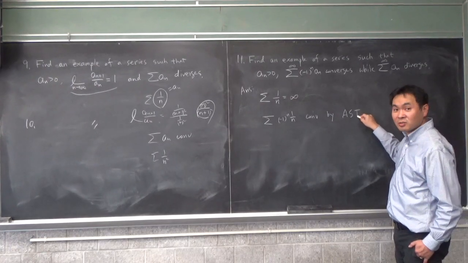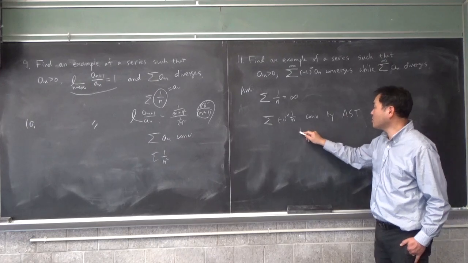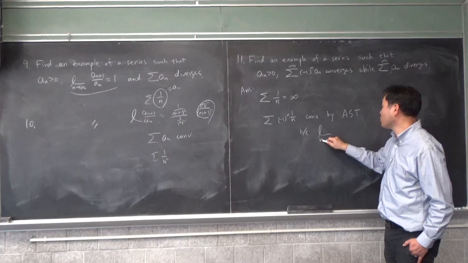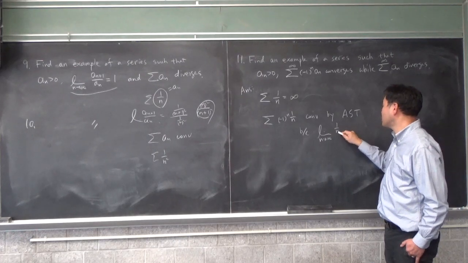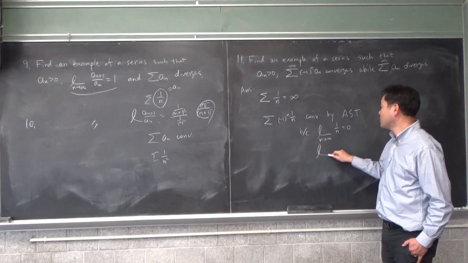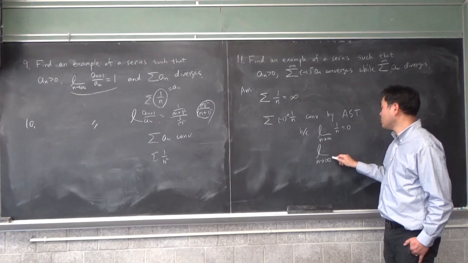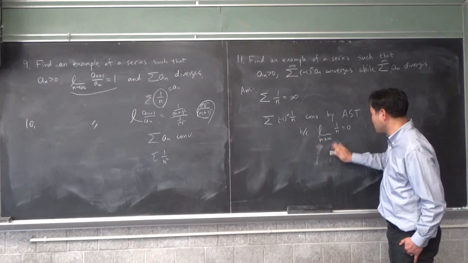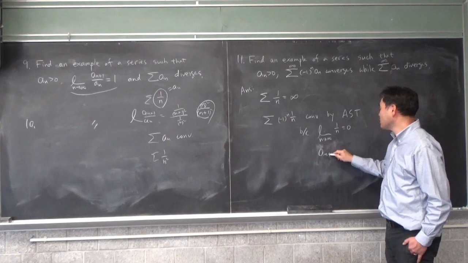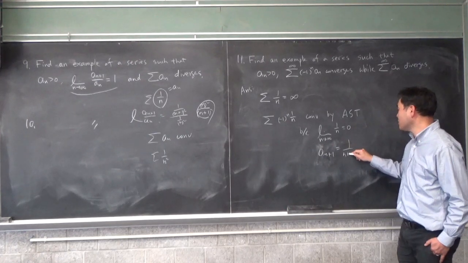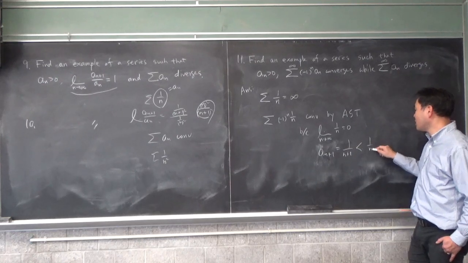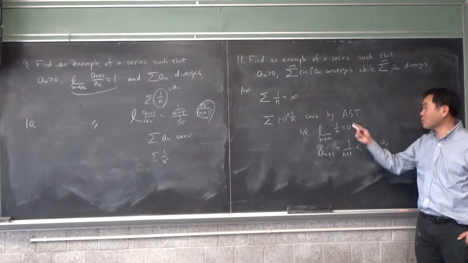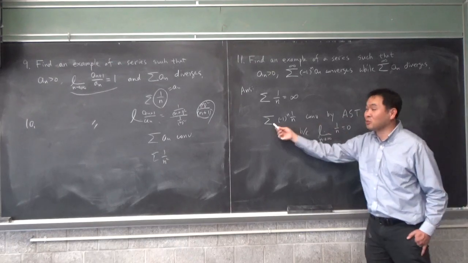Alternating series test. Because what are the two conditions? First, the limit has to go to 0. The limit as n goes to infinity of a_n, and no, not that one, sorry. a_(n+1), which is 1 over n plus 1, is less than 1 over n, which is a_n. So it satisfies both conditions for the alternating series test. Therefore, this converges, whereas this doesn't.